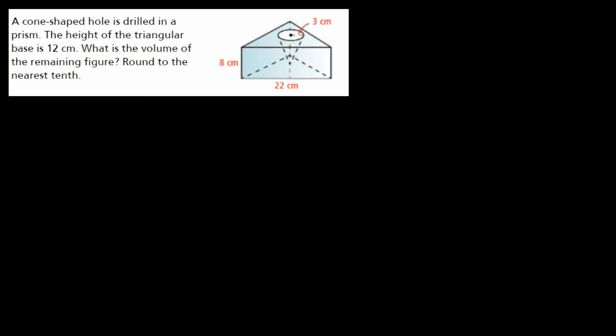So first thing we need to do, just like before, is identify what are the figures we're dealing with. What are the basic figures? And so the problem already identified what those are for us. So the first one is the triangular prism. There's one of them.